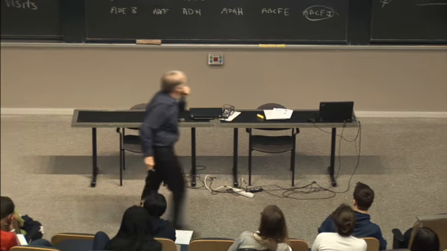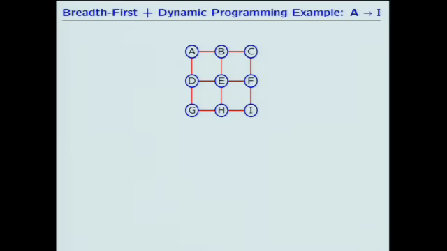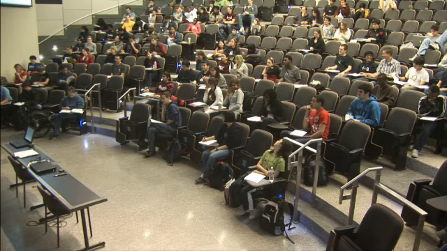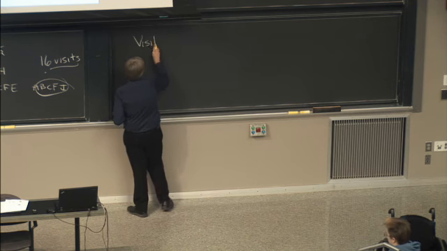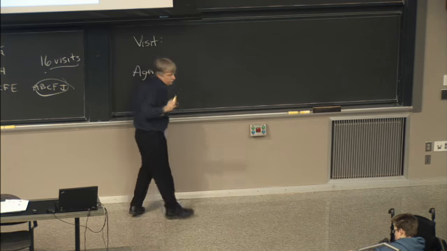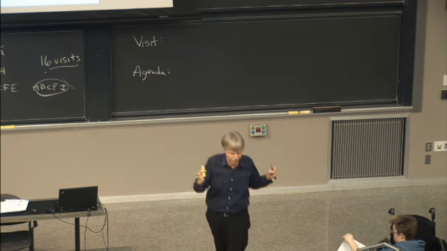OK, so now one last problem. I want to see if I can figure out what would happen with dynamic programming. So I want to do breadth first. And just as a warning, I'm hypoglycemic at this point, so there may be more errors than usual. So I need to keep track of two things: the visit list and the agenda. So there's two lists I have to keep track of.